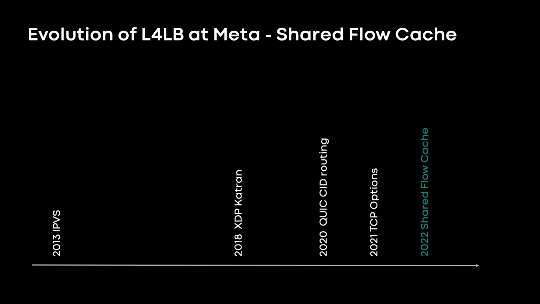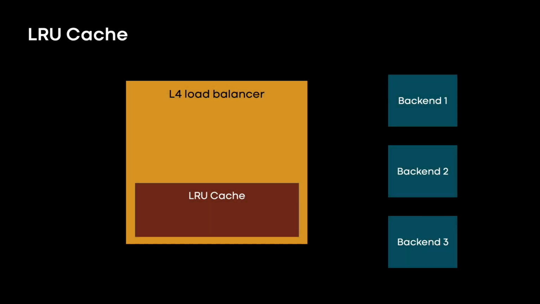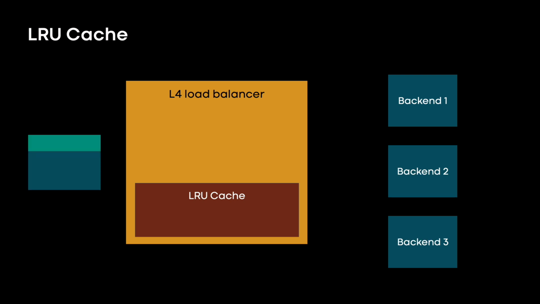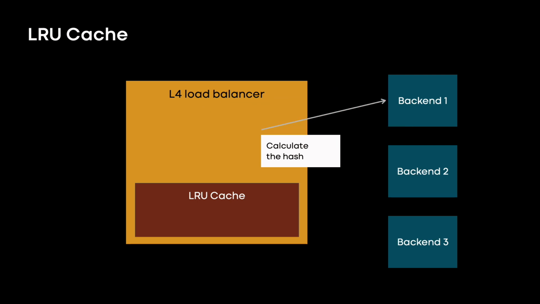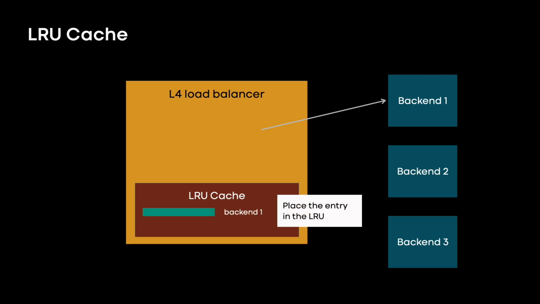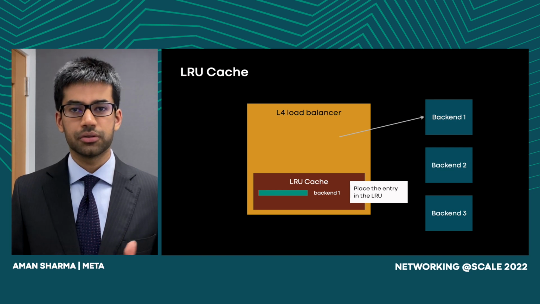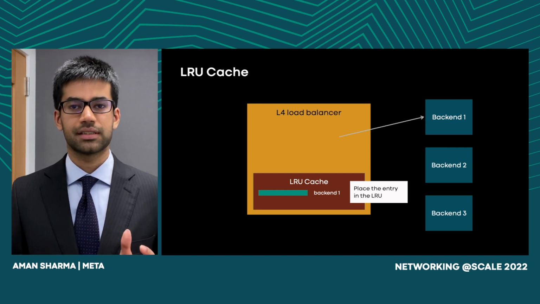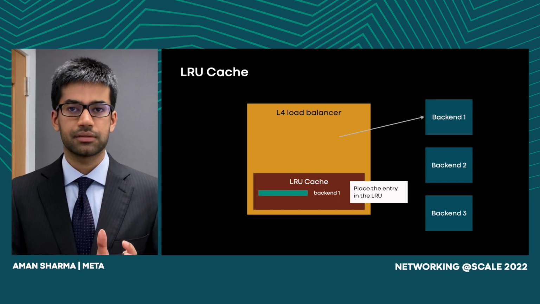But before I describe how exactly it works, let's do a quick recap of the LRU cache. When a Layer 4 load balancer receives a packet, it calculates a consistent hash of the 5-tuple and routes the packet to one of the backends based on the result of the hash. Then it places the mapping from the 5-tuple to the backend in its cache. So this load balancer has the state for this connection. What we could do to reduce misroutings is broadcast this state across all of the load balancers in a cluster.